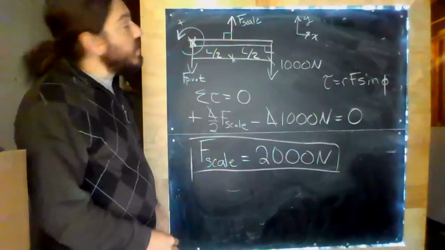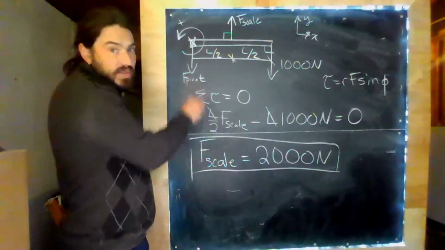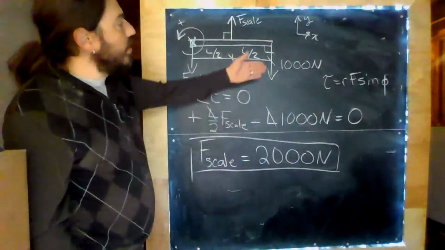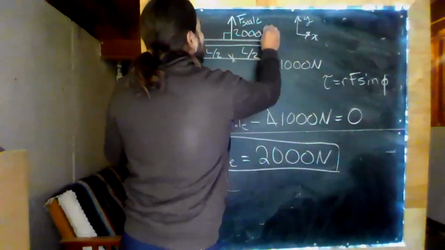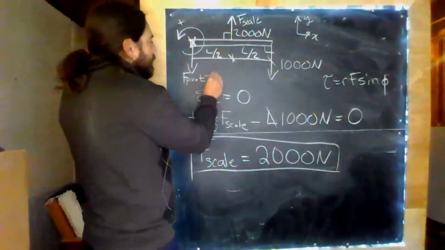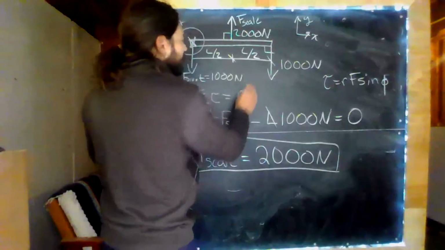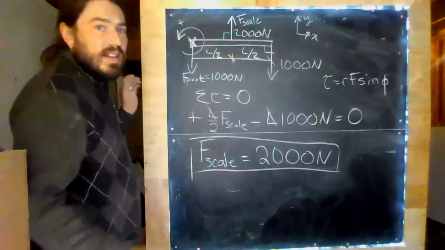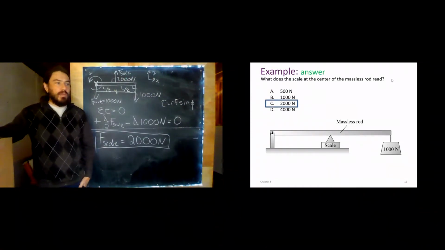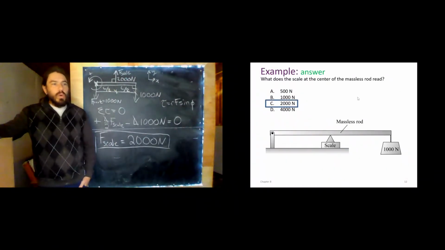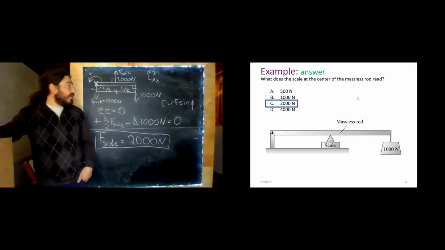You know what? We could sum our forces now, and we could actually figure out what this force in the pivot is, right? Here we have 1,000 newtons down, this is 2,000 newtons up. Well, gosh, this right here must be 1,000 newtons down. And so you can see that it does all jive here. Okay, and PowerPoint does agree. Woohoo!